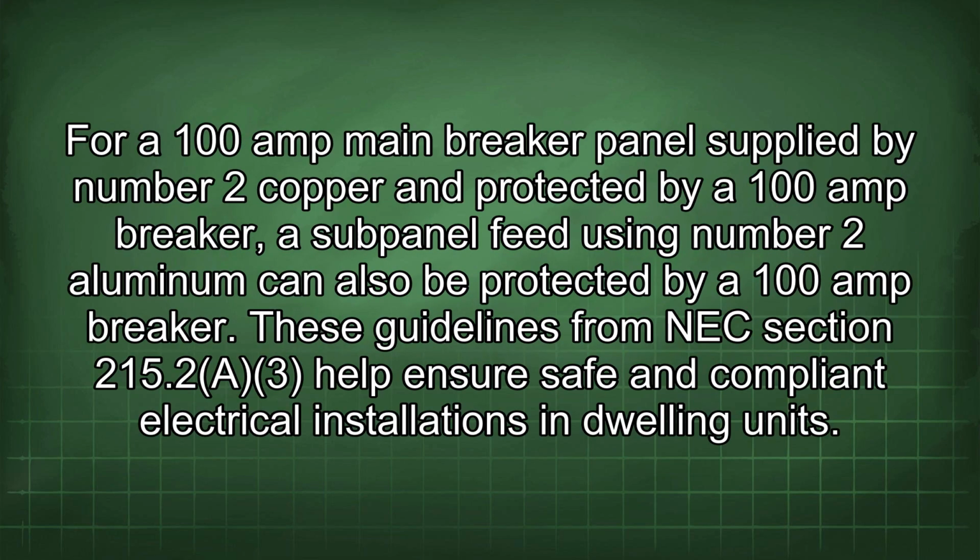For a 100 amp main breaker panel supplied by number 2 copper and protected by a 100 amp breaker, a subpanel feed using number 2 aluminum can also be protected by a 100 amp breaker. These guidelines from NEC Section 215.2(A)(1) help ensure safe and compliant electrical installations in dwelling units.